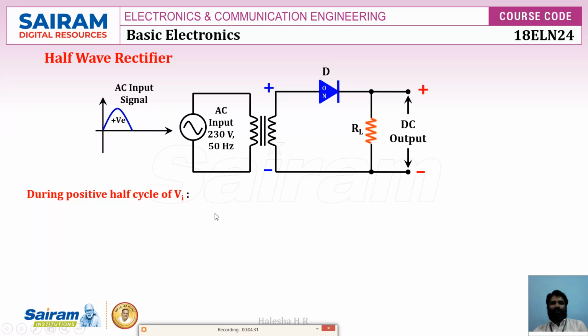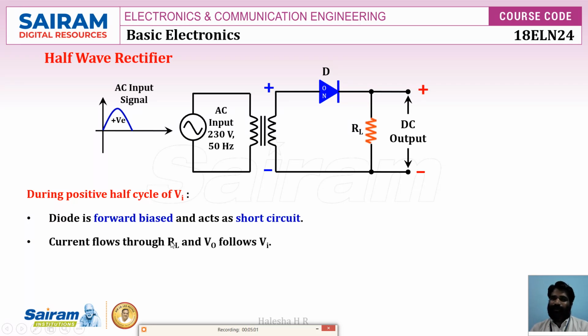Now let's analyze the positive half cycle of input voltage Vi. During the positive cycle, this terminal of the secondary is positive and this is negative. During the negative half cycle, this is negative and this is positive. Now observe, positive is applied to the anode, so the diode becomes on. Diode on means it becomes a short circuit. The diode is forward biased and acts as a short circuit, and current flows through RL. Output voltage Vout follows Vi.